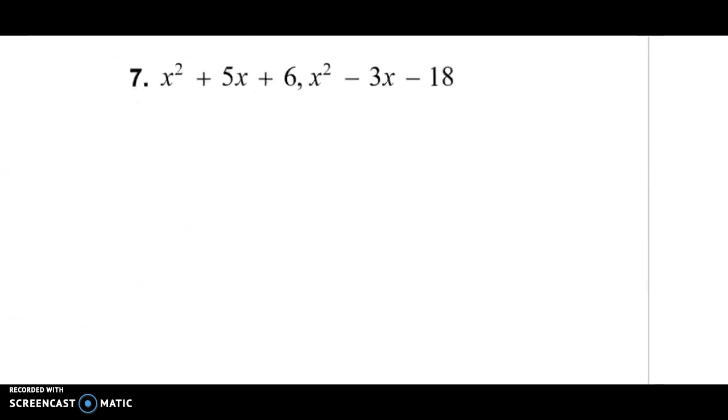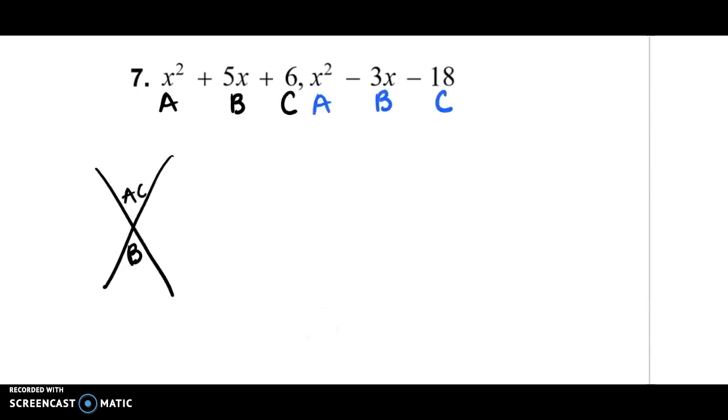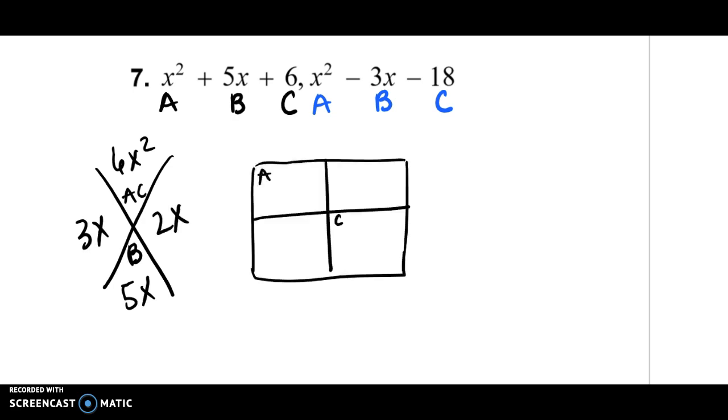For these, in order to factor them, we're going to have to use the x and the box method. So let's go ahead and start that. So a times c is 6x squared, b is 5x. Two numbers that you can add to get 5x, and two numbers you can multiply to get 6x squared: 3x and 2x. Now you draw your box and label it. A is x squared, c is 6, and then let's fill in with our new values, 3x and 2x. We got those from here.